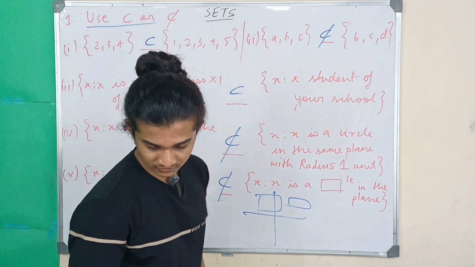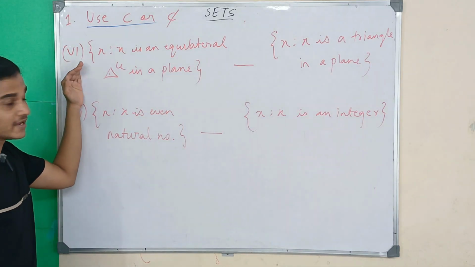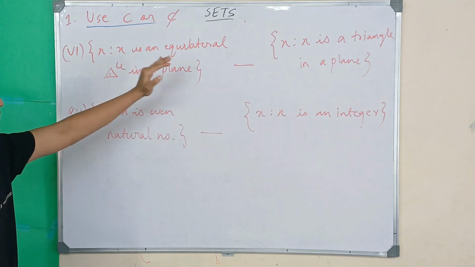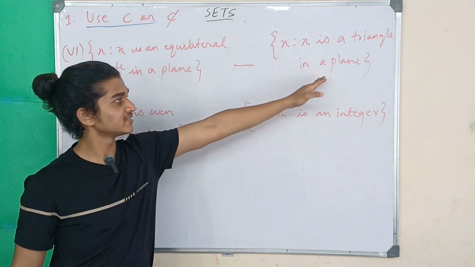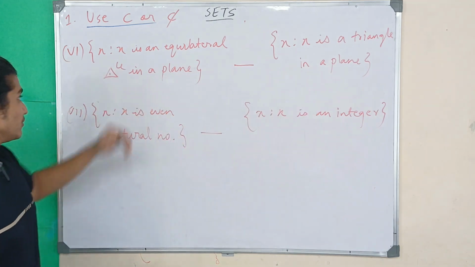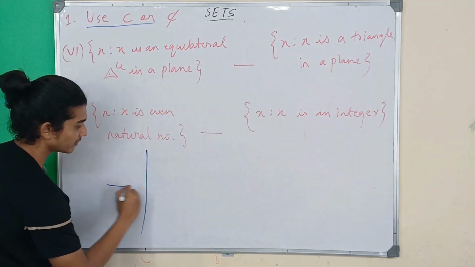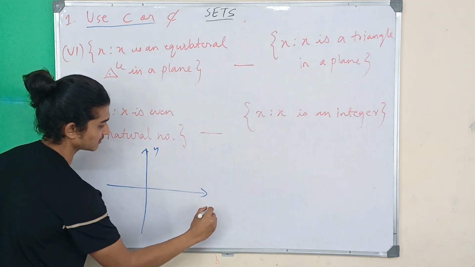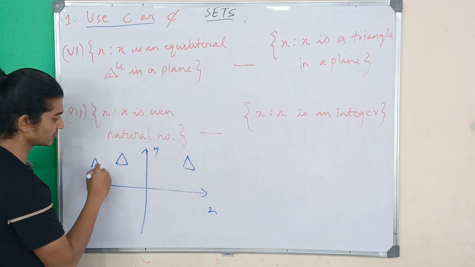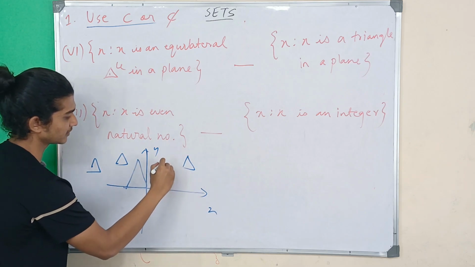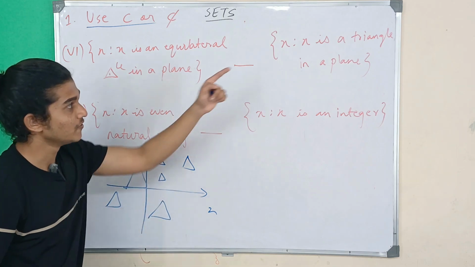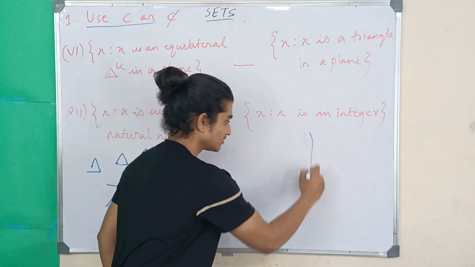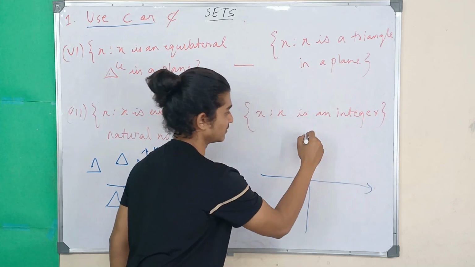So there are two more problems. In the sixth problem, they're saying the set of all x such that x is an equilateral triangle in a plane, whereas in that set, they're saying the set of all x such that x is a triangle in a plane. So the equilateral triangles in a plane are all the possible equilateral triangles. So all the equilateral triangles which you can draw, bigger ones, smaller ones, tinier ones, everywhere you can draw. All this is possible, only equilateral triangles.